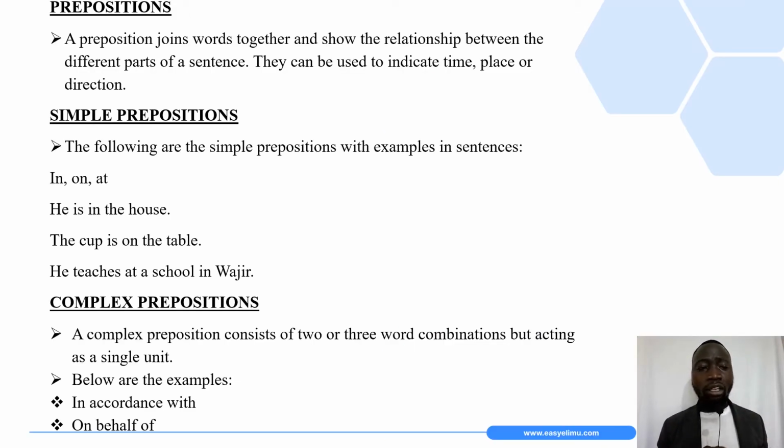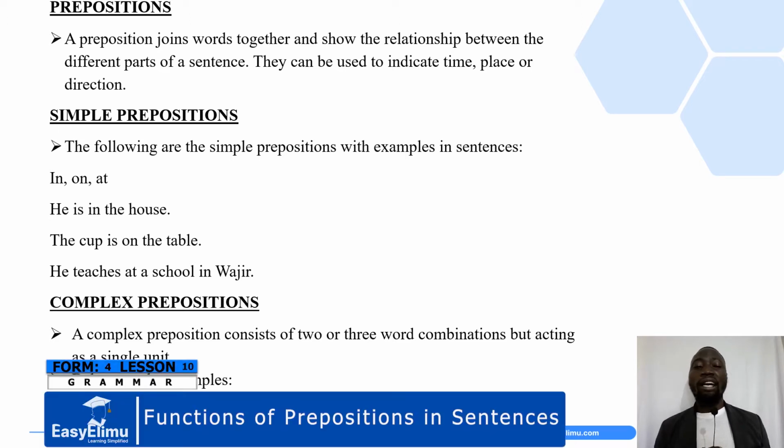So in this session, before we look at some of the functions of prepositions that we have in sentences, we are first of all going to start by looking at the definition of a preposition and giving some examples of prepositions that we have. So to begin with, dear students, a preposition joins words together and shows the relationship between different parts of a sentence. So prepositions can be used to indicate either time, place, or direction.